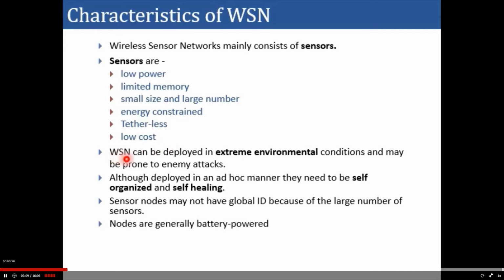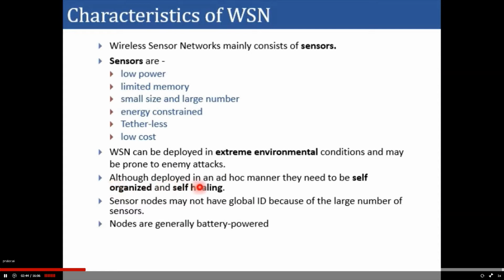Now, a wireless sensor network can be deployed in extreme environmental conditions and may be prone to enemy attack. So, the external environment where these sensors are deployed has very extreme conditions. Say, for example, they may be deployed in a chemical processing plant, and since they are deployed in the field, they are prone to enemy attack also.